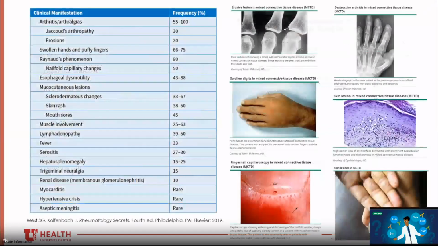With the images on this slide depicting some of these symptoms, such as arthritis and swollen fingers or swollen hand, as well as additional symptoms that have been observed in mixed connective tissue disease patients, such as nail fold capillary changes and skin manifestations such as interface dermatitis and mechanic's hands.